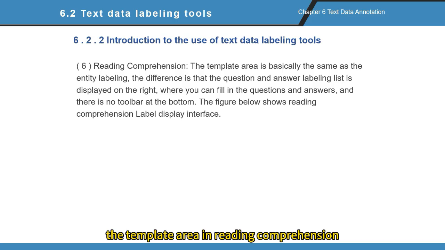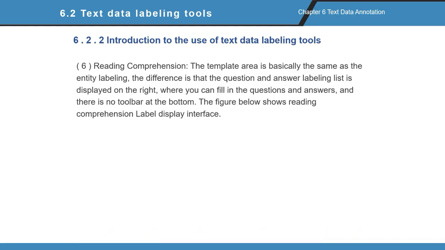The template area in reading comprehension is mostly the same as in entity labeling. The difference is that on the right, there is a question and answer labeling list where questions and answers can be filled in, and there is no toolbar at the bottom. The following figure shows the reading comprehension label display interface.